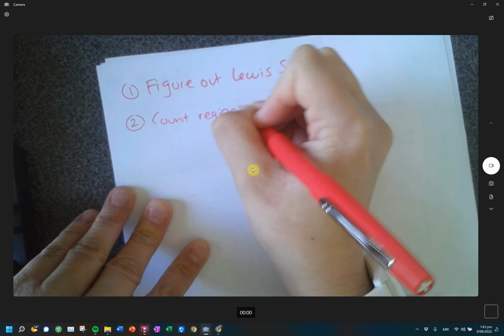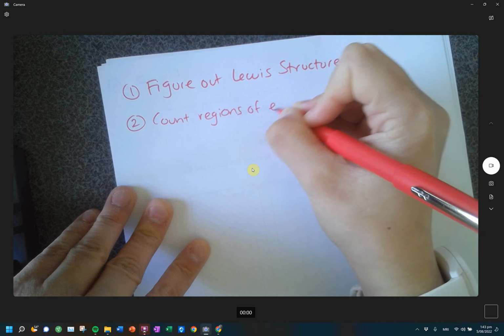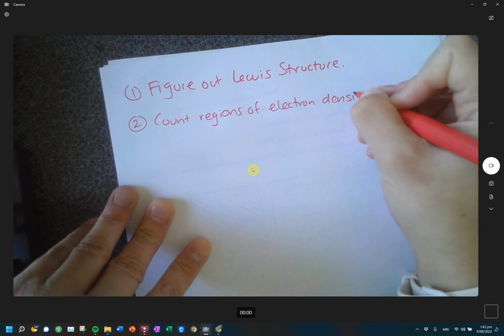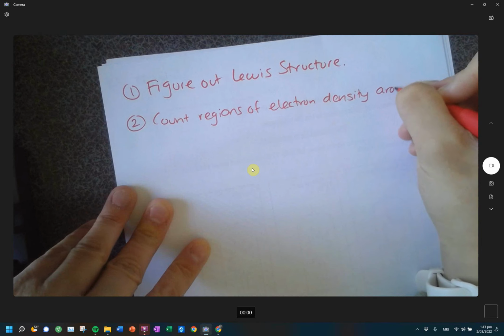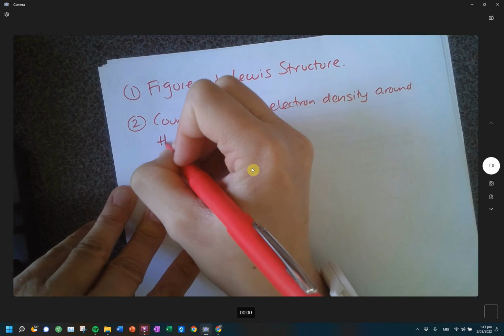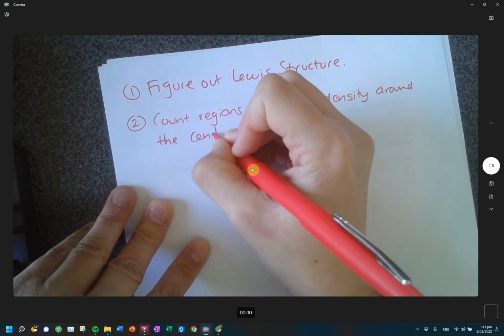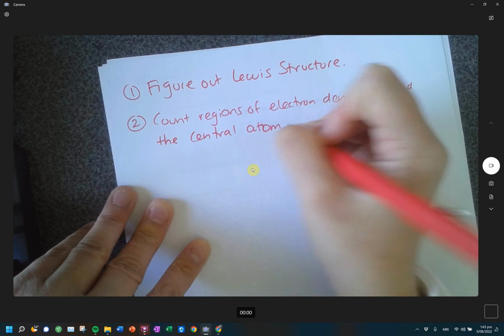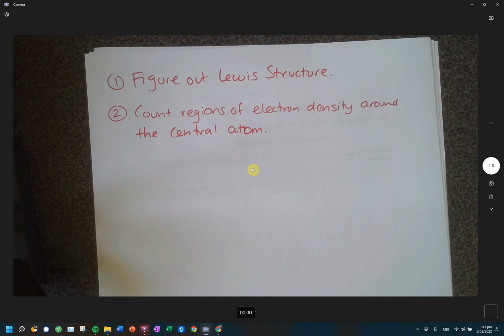regions of electron density around the central atom. Does that ring a bell to you guys? So we're talking both about bonded and unbonded electrons. I should probably do this in different colors so that I can note it when we're looking at our Lewis structures. I'll change the color for the next one.